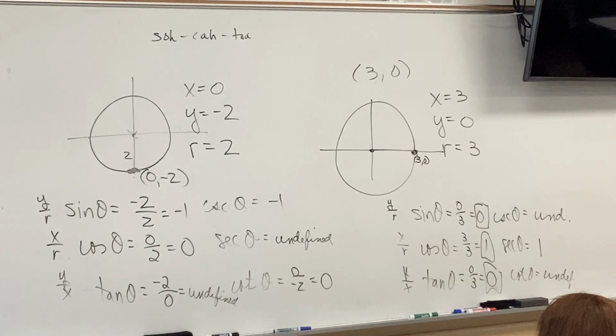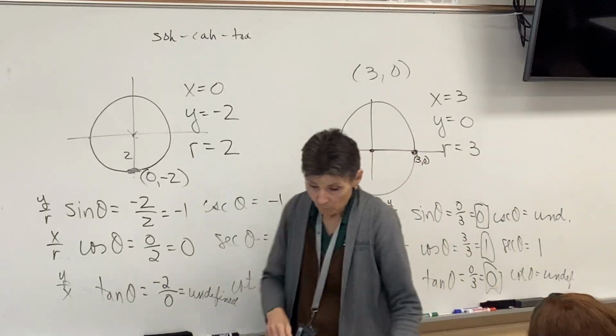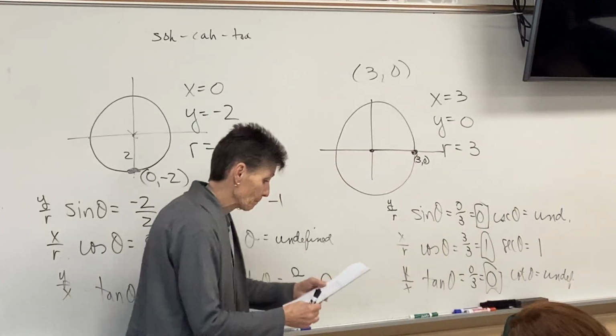Thirdly, if you have a point, and if the point happens to be on an axis, we do not even draw a triangle, we draw a circle. And then if we're drawing a circle, we have to use our definitions that are not opposite adjacent, but the y over r, x over r, like that. Okay. All right, what's going on in this next thing?